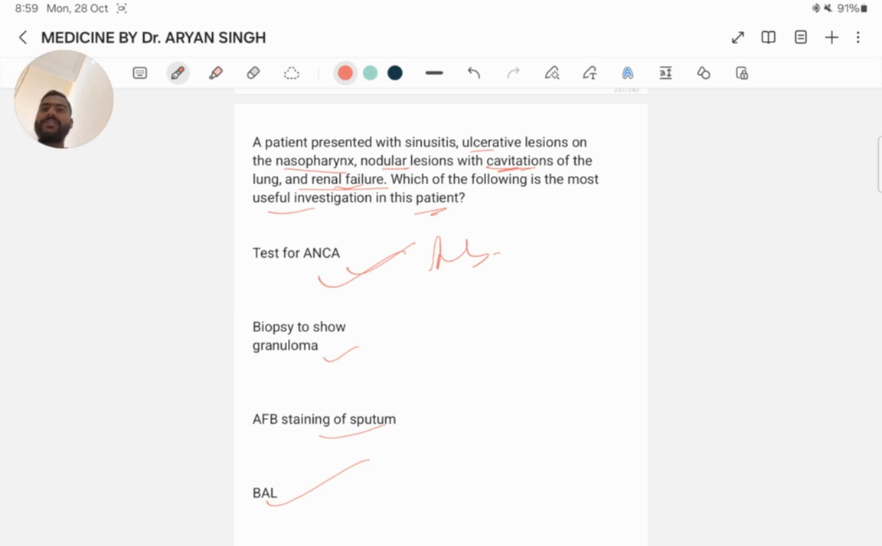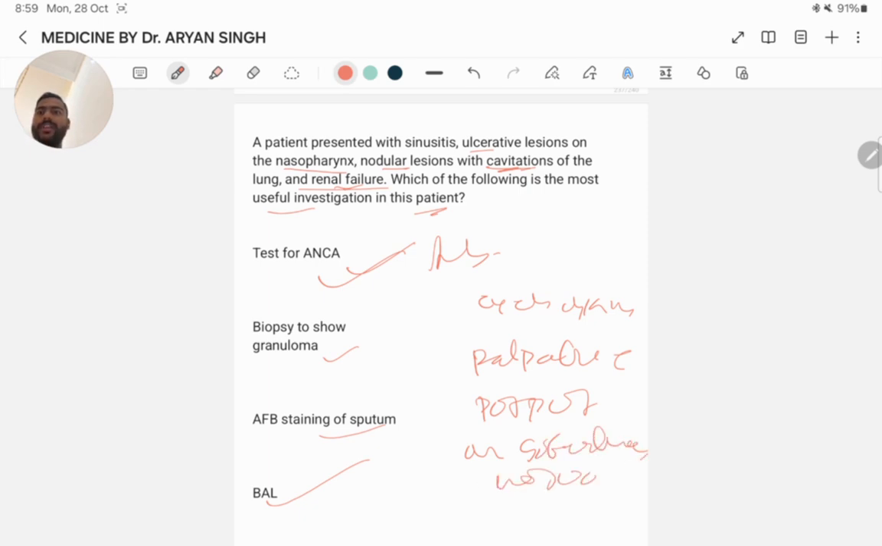Apart from these organs, it can also affect the eyes and skin, presenting with palpable purpura or subcutaneous nodules. Lab investigations will show anemia, leukocytosis, elevated ESR, and high titers of cytoplasmic ANCA, C-ANCA, targeted against anti-proteinase 3, anti-PR3.